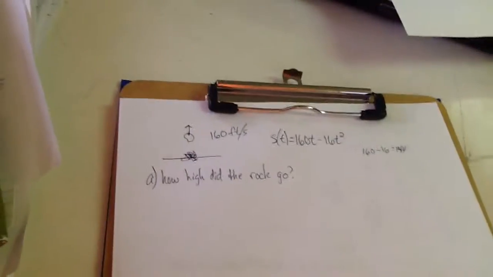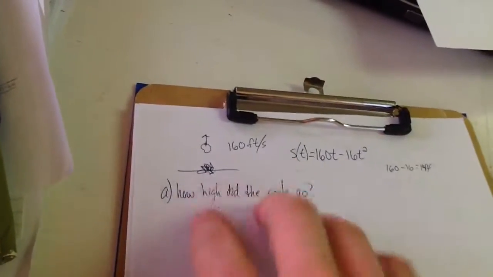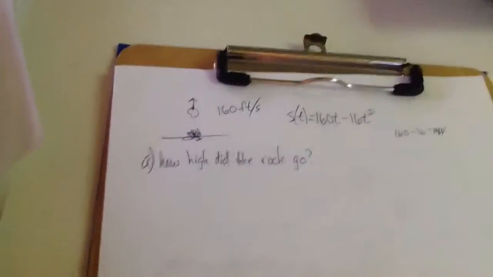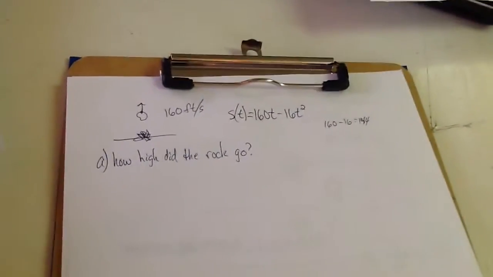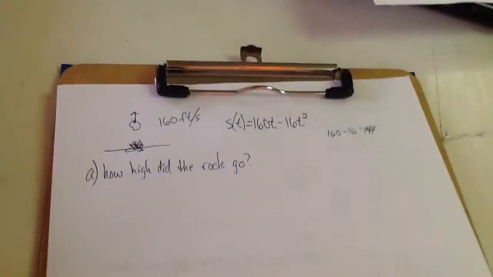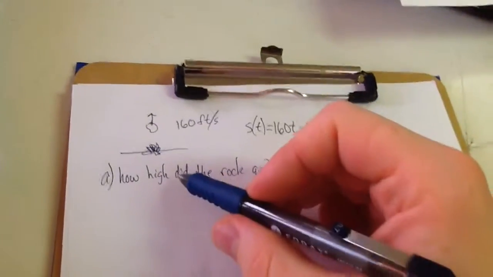When the rock reaches, you have to think on these. This is the hardest part about these. You have to think what's happening here. How do I find this moment in time? And that's why I'm only giving you 4 problems a day, because you might have to talk about these and figure out what you actually need to do to find what it's asking. That's the whole thing about these problems. So how high did the rock go?